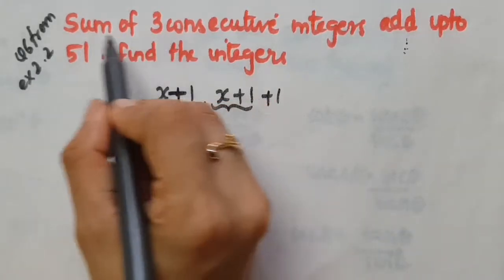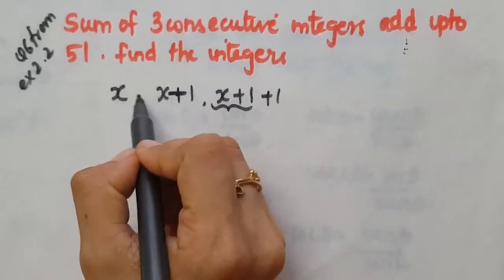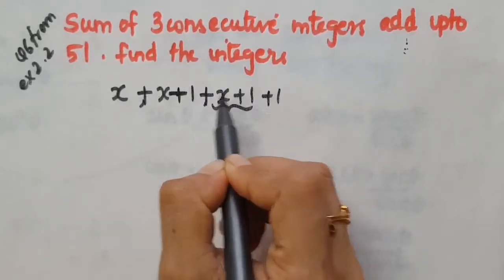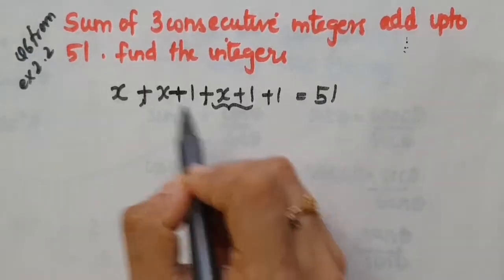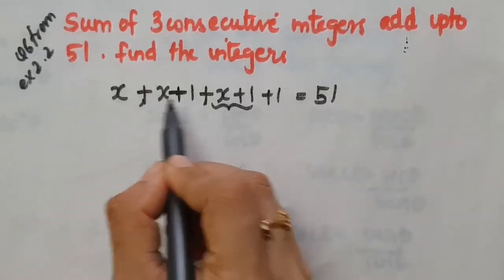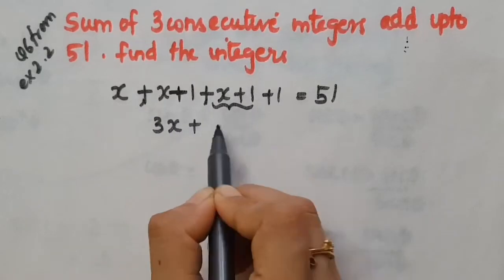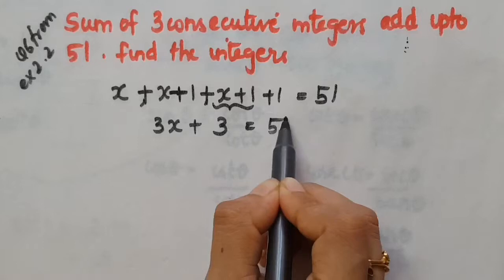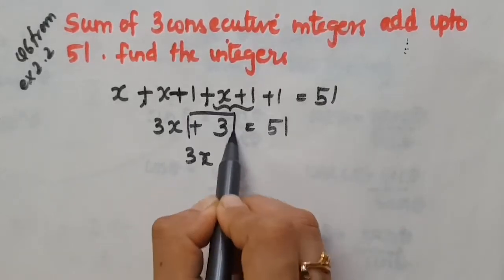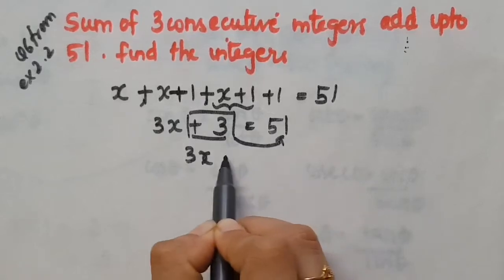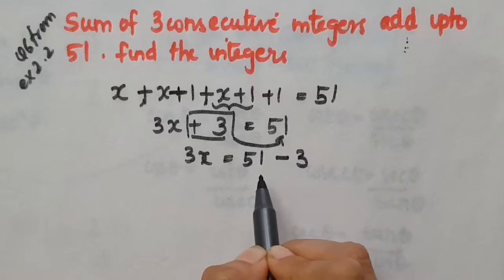So it's said that the sum of 3 consecutive integers adds up to 51. So that is x plus x plus 1 plus x plus 1 plus 1 is equal to 51. Now you can easily solve this. There are 3 x terms, so it can be written as 3x plus 1 plus 2, that is 3, equal to 51. So 3x is equal to, taking this plus 3 to the other side, 51 minus 3, because the sign changes.